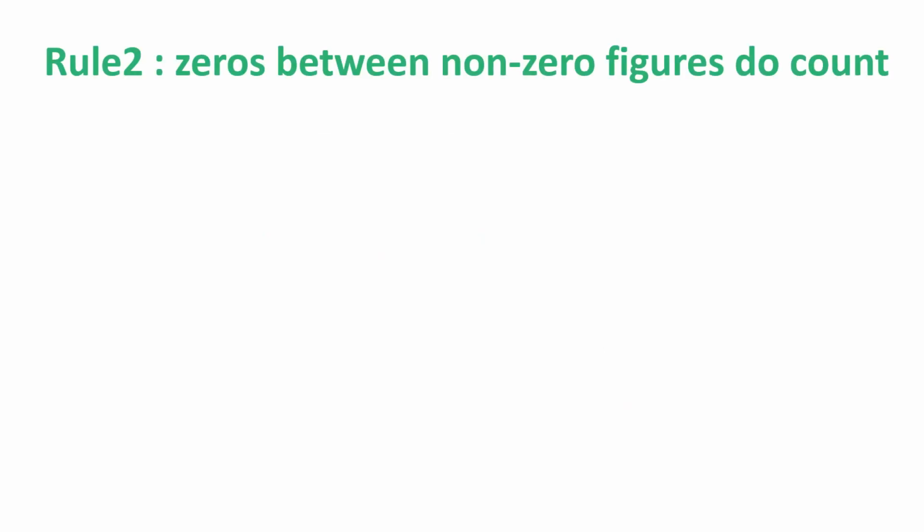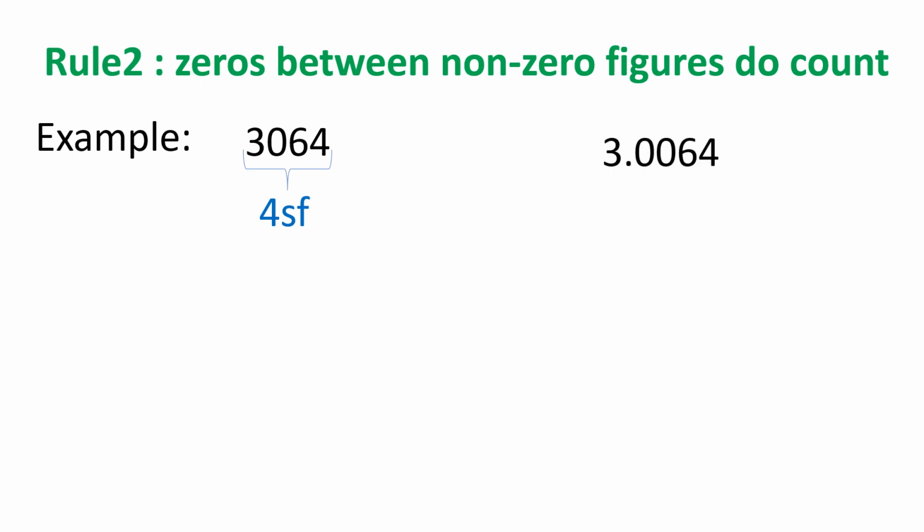Rule 2. Zeros between non-zero figures do count. For example, 3064. The zero between 3 and 6 does make sense. So we have 4 significant figures. Let's look at this other number. 3.0064. The 2 zeros between 3 and 6 do make sense, as such, we count them. Therefore this number has 5 significant figures.